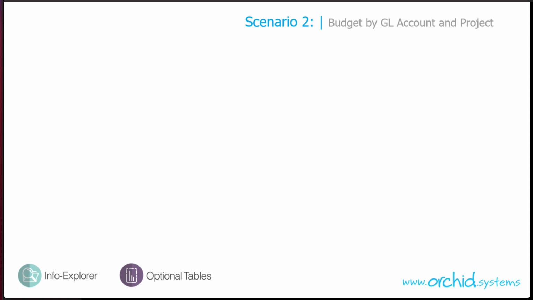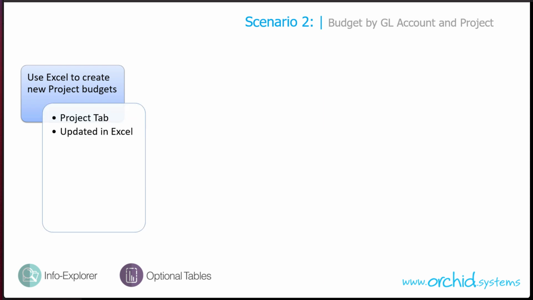In our second example, we follow a similar approach, but we budget at the project level, where the project is a transaction optional field attached to the general ledger, and the budget is stored in an optional table at the GL account and project optional field level. So we use Excel to create new project budgets.